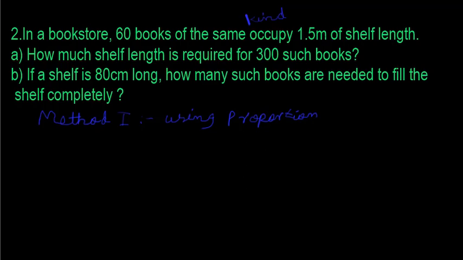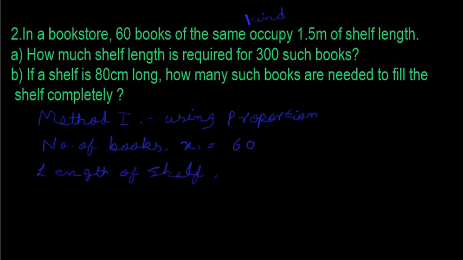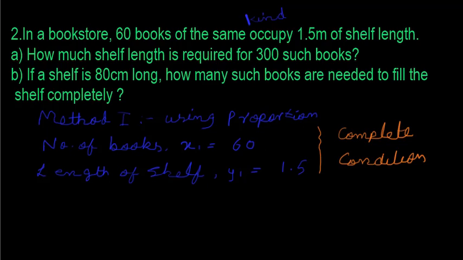So here I will write number of books x sub 1 is equal to 60, and length of shelf, let it be y sub 1 is equal to 1.5. In our first question I also told that this is the complete condition, so you always need to extract such information from the statement. Always do this first. Then part A, that is the half condition, or I should say the required one.